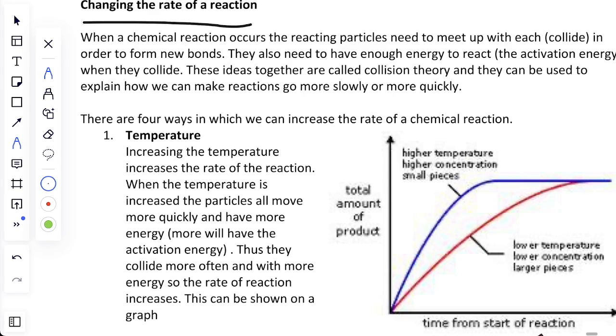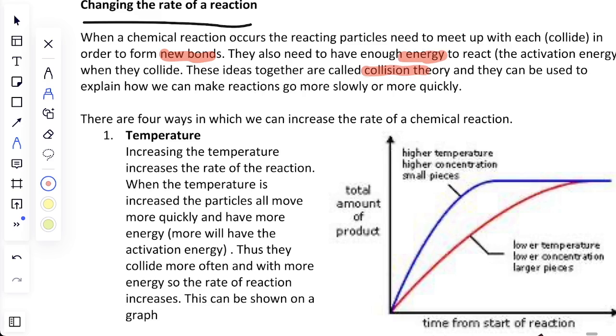When a chemical reaction occurs, the reacting particles need to meet up and collide in order to form new bonds. To form new bonds, these particles need to collide with each other, and they need to have enough energy to react when they collide. And this idea is called the collision theory. So what is the collision theory?